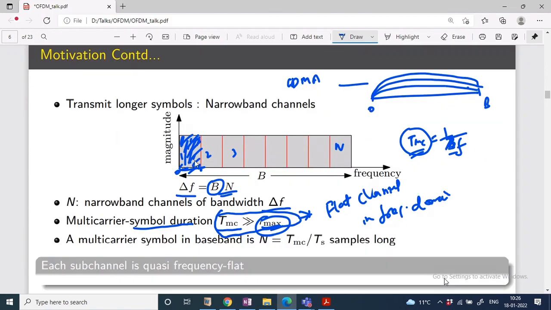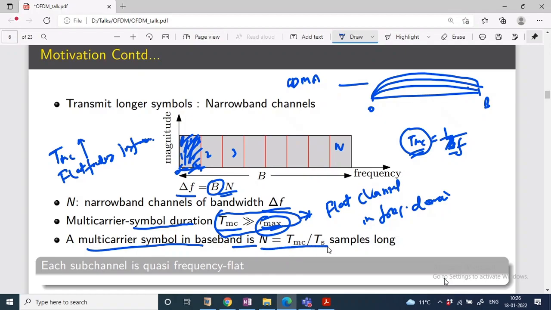So what we did by dividing the whole frequency band into smaller frequency bands, each of bandwidth delta F, is enhance the time duration of the signal, TMC. Okay, so that is increased. If it is increased, it means that we have a flat fading channel in frequency. So the multi-carrier symbol in the baseband is N equal to TMC upon TS.